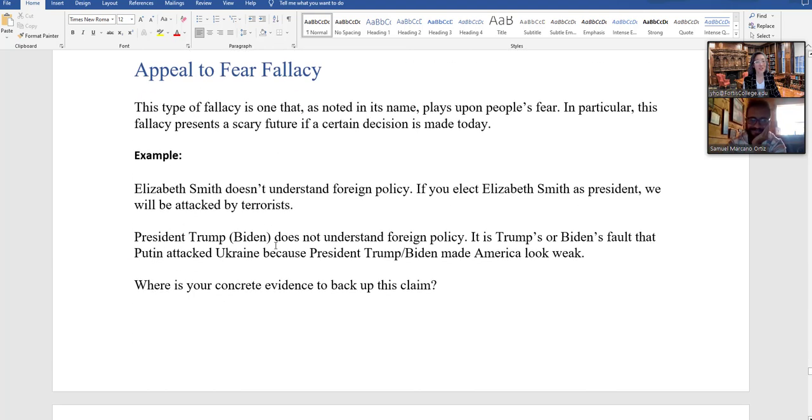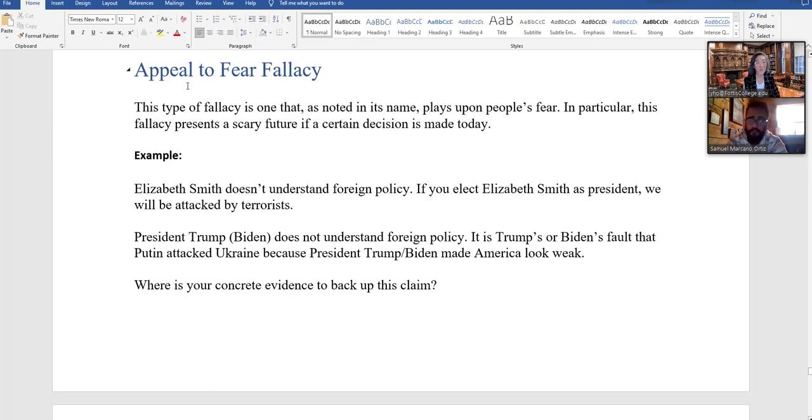Appeal to fear fallacy. This type of fallacy is one that's noted in its name, plays upon people's fear. In particular, this fallacy presents a scary future if a certain decision is made today. Elizabeth Smith does not understand foreign policy. If you elect Elizabeth Smith as president, we will be attacked by terrorists. President Trump, Biden, put anybody's name in there, does not understand foreign policy. It is the president's fault that Putin attacked Ukraine because that president made America look weak. Where is your concrete evidence to back up this claim? How do you know that Putin wouldn't have attacked regardless of who was president?